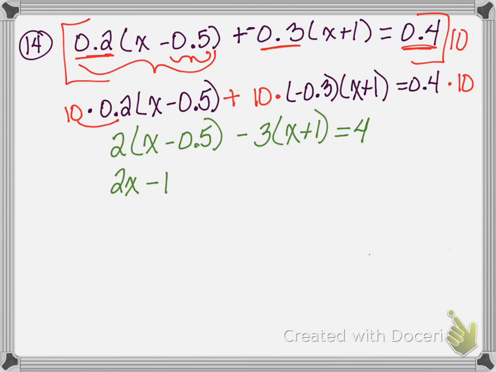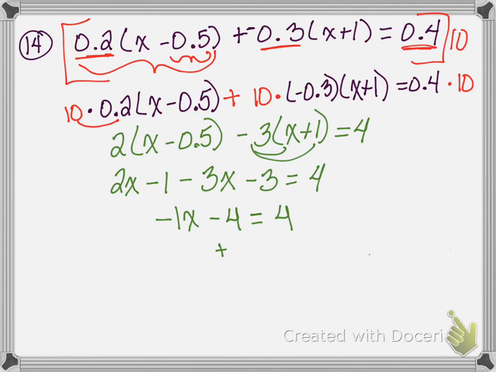So that decimal disappears before we have to deal with it again. Now I've got minus 3x. Got to distribute that negative 3 to both, so be careful there. Okay? 2x and negative 3x gives me negative 1x. Negative 1 and negative 3 gives me negative 4.